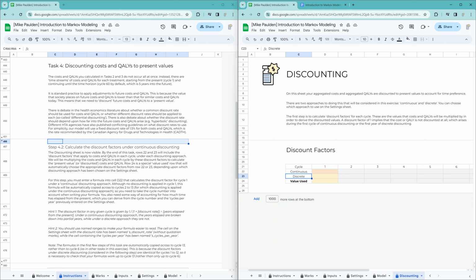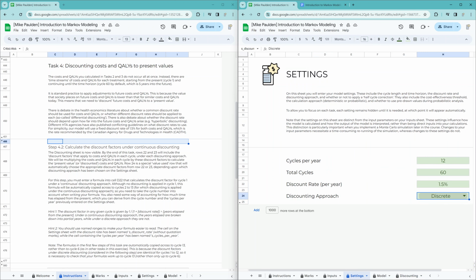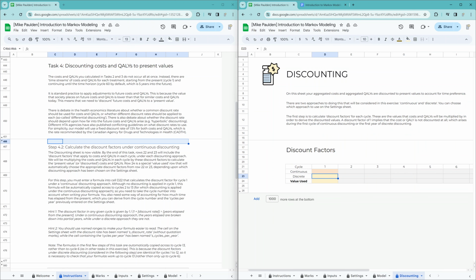So we need to make sure that our model allows for the user to change the setting from discrete to continuous and vice versa. So we're going to calculate the relevant discount factors under each approach, and then we're going to have a value used cell which pulls in the appropriate discount factors based on the setting on the settings sheet. So first thing we need to do is the discount factor for continuous discounting. The reason we do that one first is that it's slightly easier than discrete. So if we do continuous first, we can then build upon it in a few moments to do discrete.